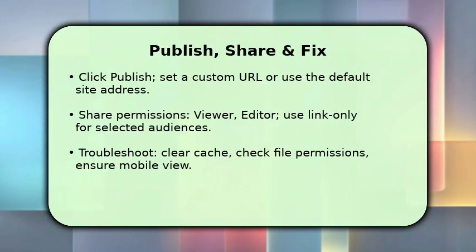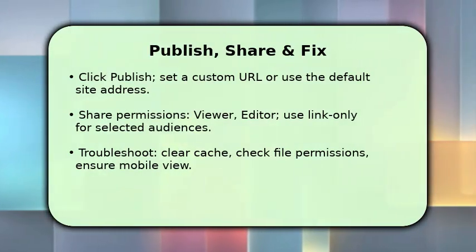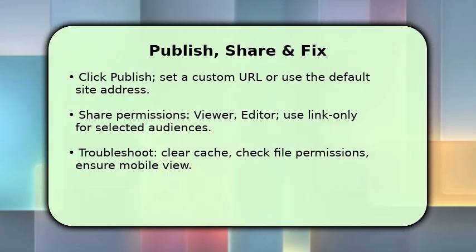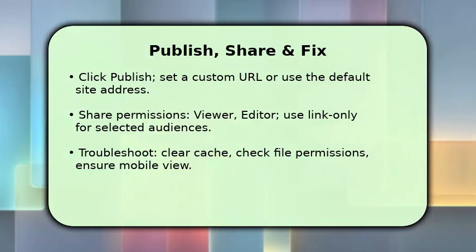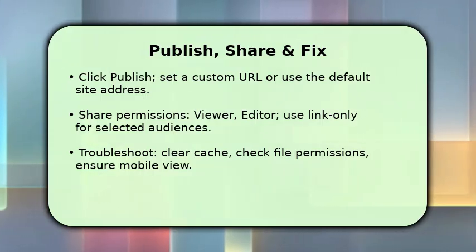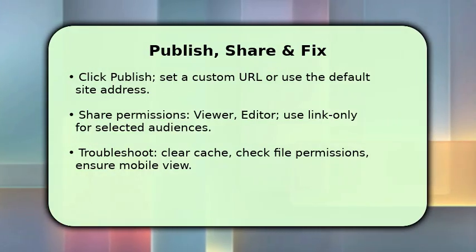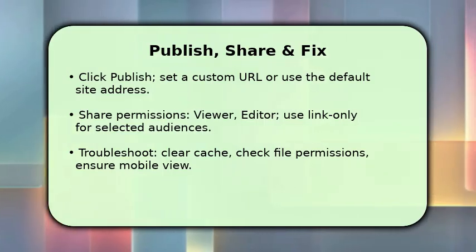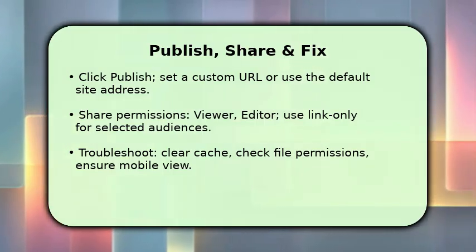Finish by clicking Publish and choosing a concise site address. You can assign a custom domain later. Once published, set sharing permissions, viewer for public portfolios or editor for collaborators, and copy the link for resumes and social profiles. If something goes wrong, clear your browser cache and check Google Drive file permissions.